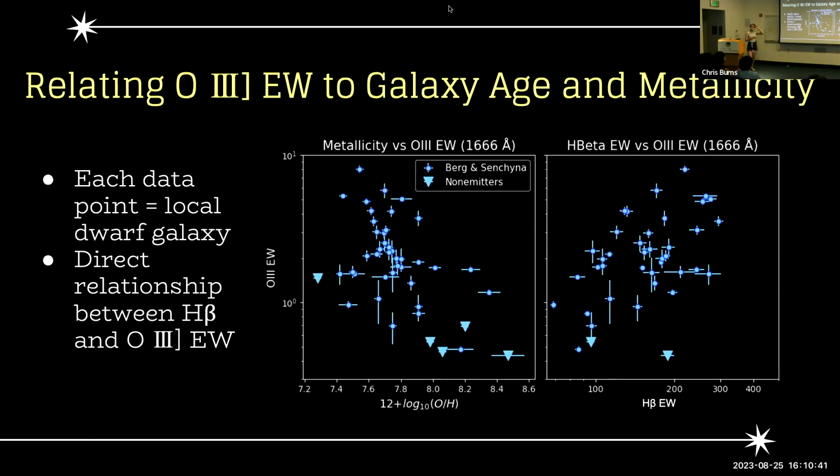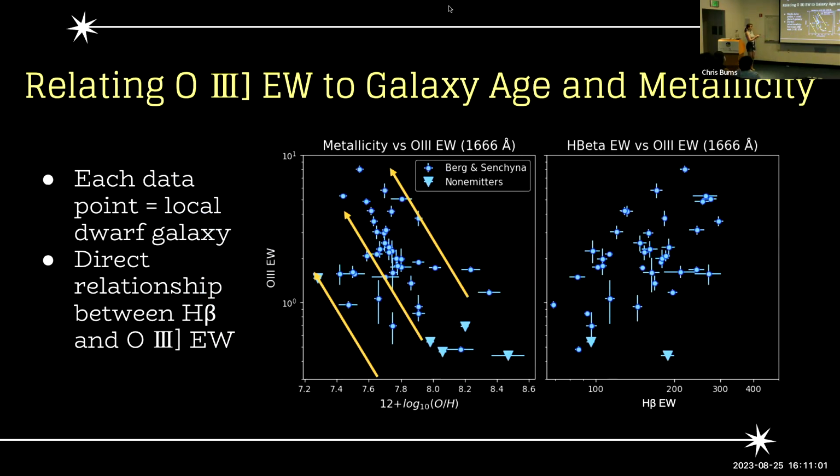Now moving on to oxygen-3 equivalent widths. This was actually only observed in my first galaxy, but in general, you can see the same inverse trend along here. So yes, there is this inverse relationship between equivalent width strength and metallicity of the galaxies that they come from. Each data point, once again, represents a local dwarf galaxy.